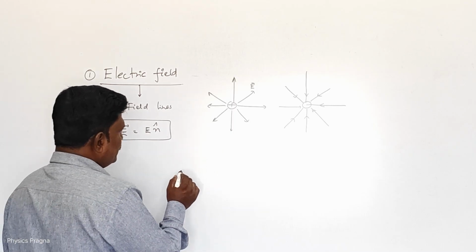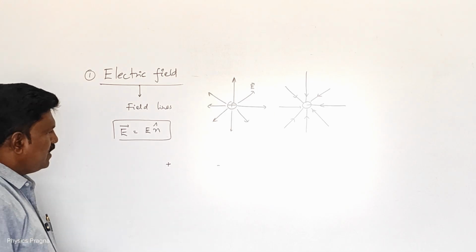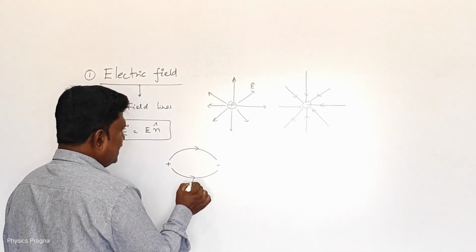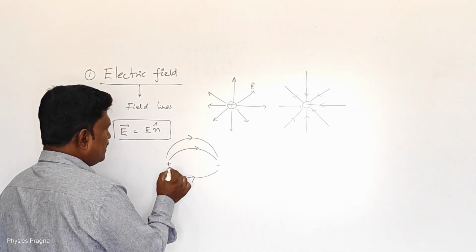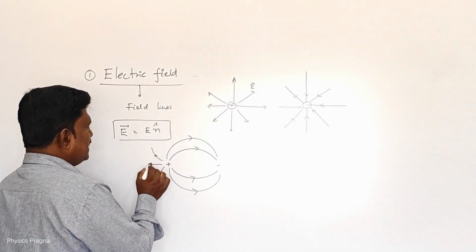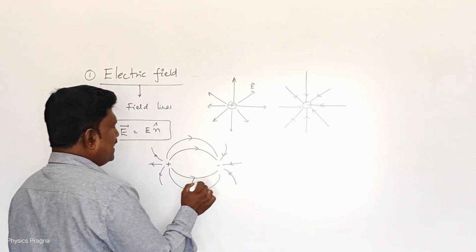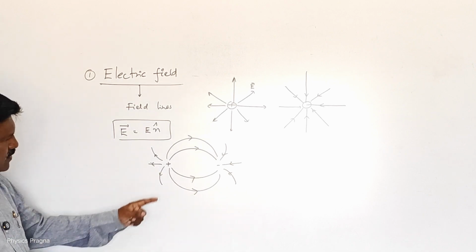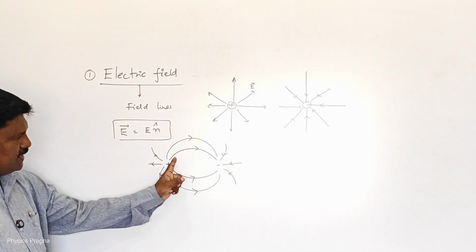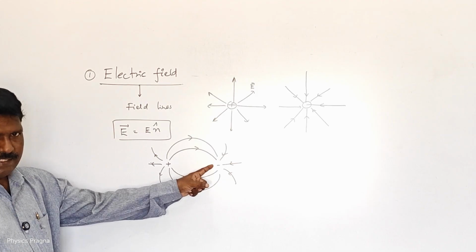If positive and negative come closer like this, they will attract each other. Why? Because electric field lines will go from positive to negative like this. Electric field lines will spread like this between negative and positive. About the electric field lines, what we can know is they are not closed loops. They will start at positive and they will end at negative.